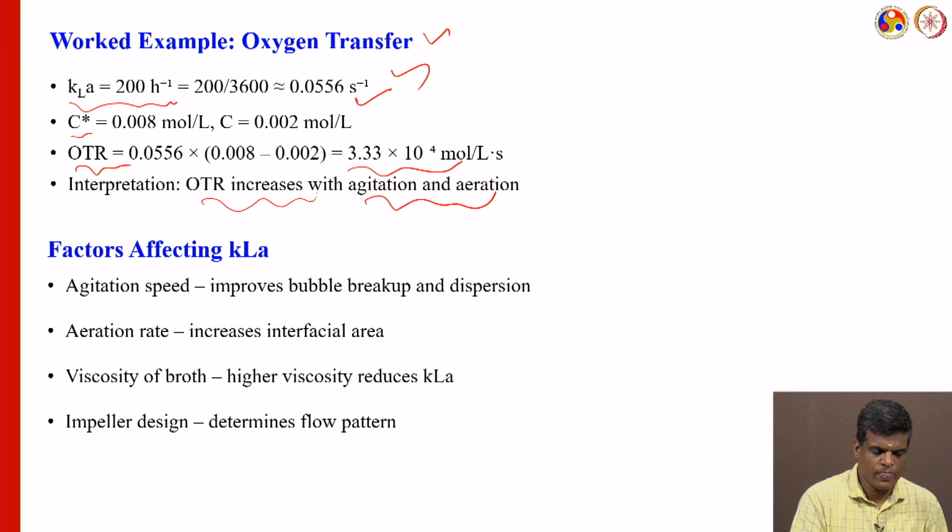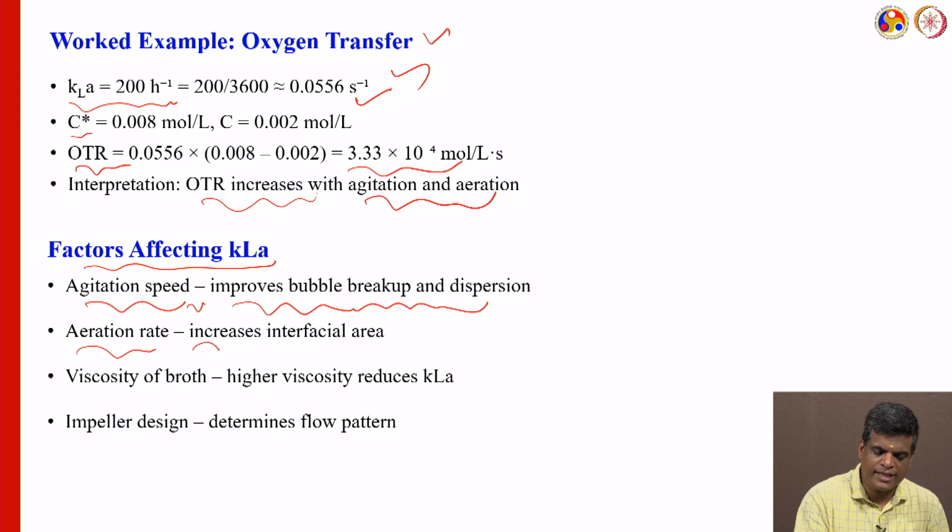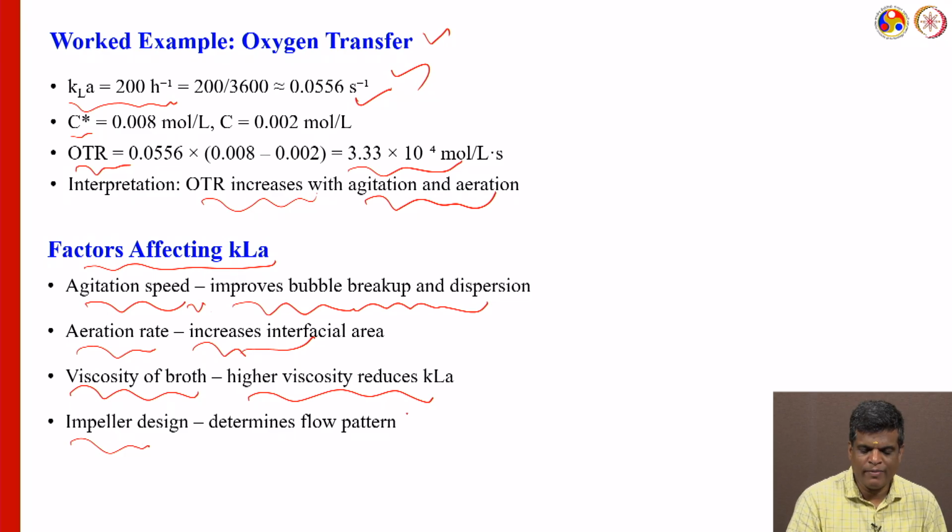So, what are the factors affecting KLa, the overall mass transfer coefficient? First is agitation speed. If agitation speed is increased, it definitely improves bubble breakup and dispersion. Then the aeration rate increases the interfacial area. Then the viscosity of the broth: higher viscosity always reduces the KLa value. Next is impeller design, which determines the flow pattern.